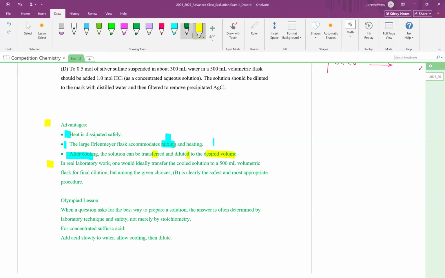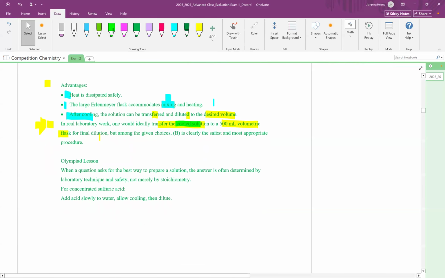In real lab work, we ideally transfer the cooled-down solution to the volumetric flask. Then you go for the final dilution. That's the right way, okay? I'm going to repeat. The right way is what? You add acid to the water, then cool down. I said cool down, see? You cool down. Then you transfer to the volumetric flask, okay?